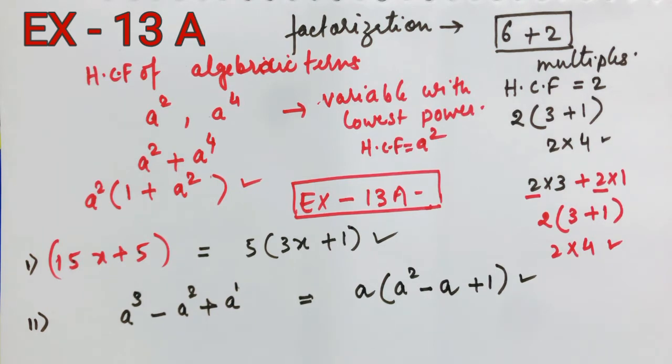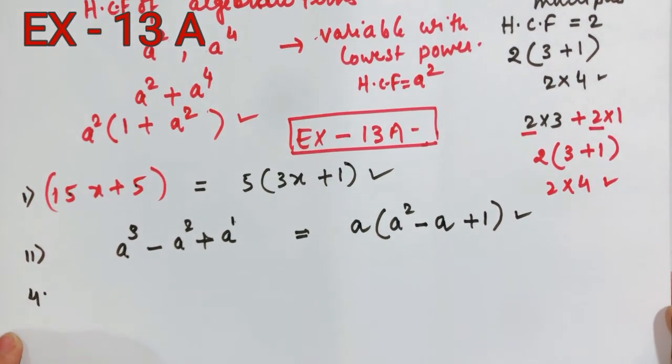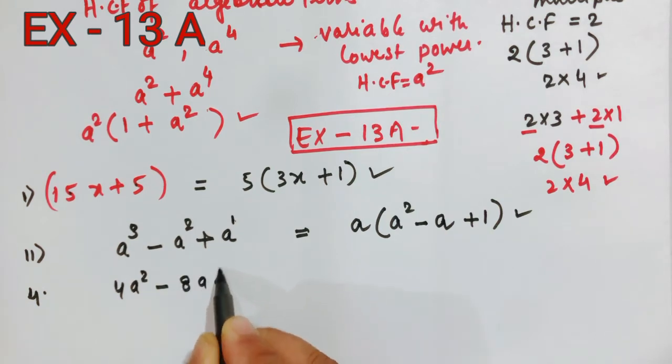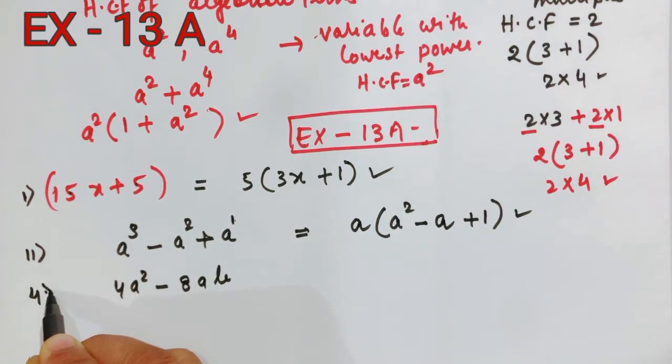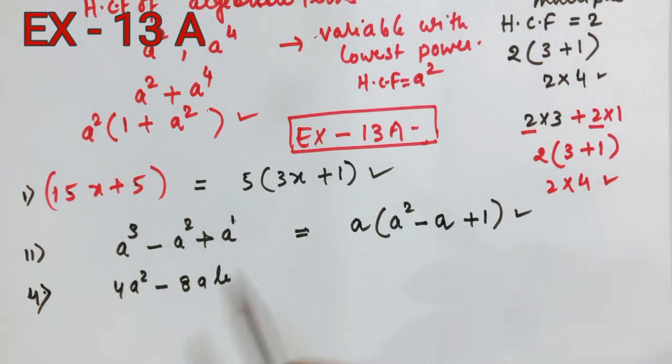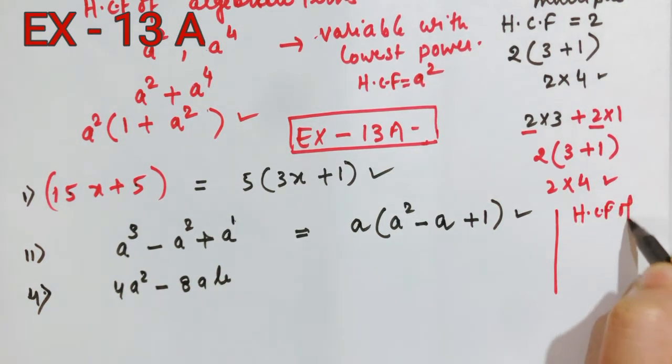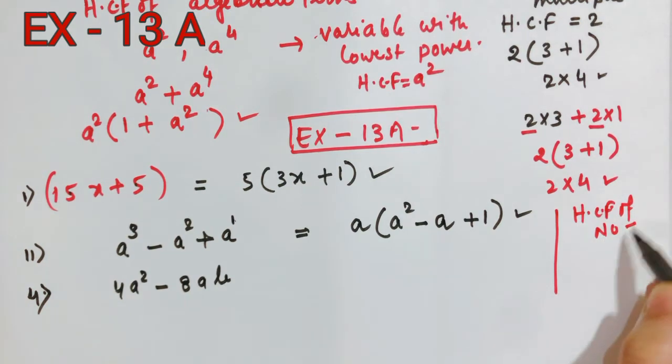Now let us increase our level with number 4. Question number 4. What does it say? It says to find out the factor of 4a square minus 8ab. This is the sum which has been given to us. Now for 4a square minus 8ab, you will have to take out the HCF of the numbers and then the variables. Once again, HCF of numbers should be taken first and then HCF of the variables next.